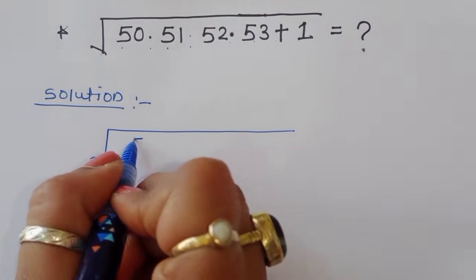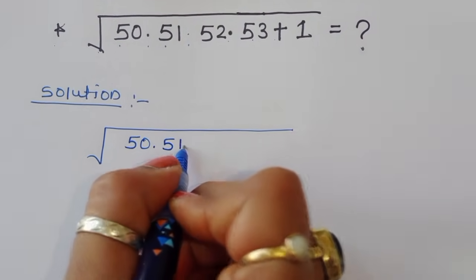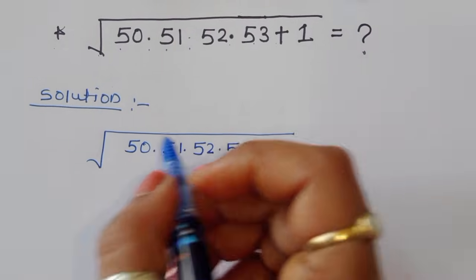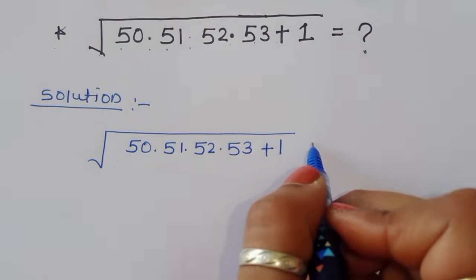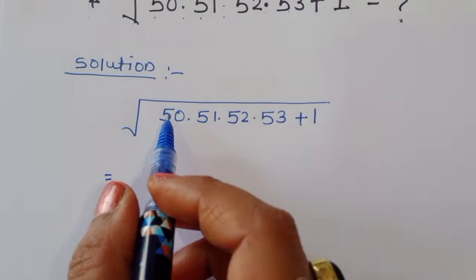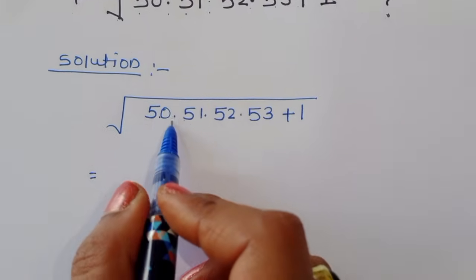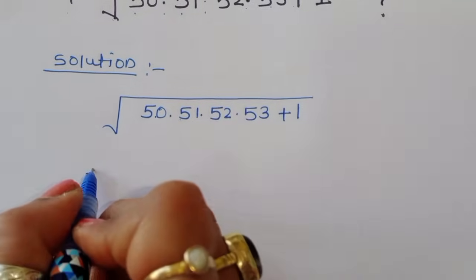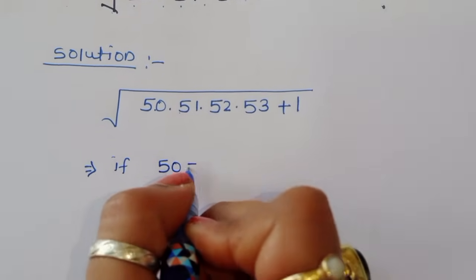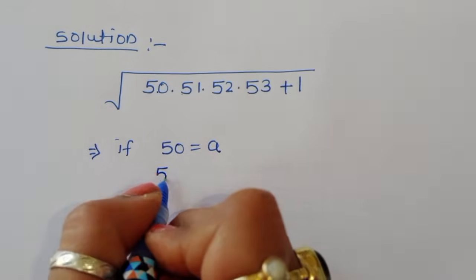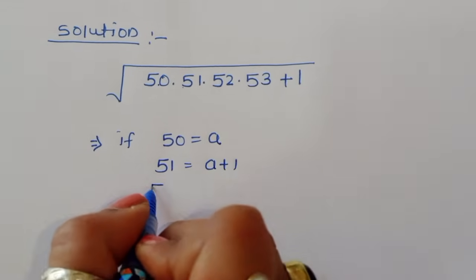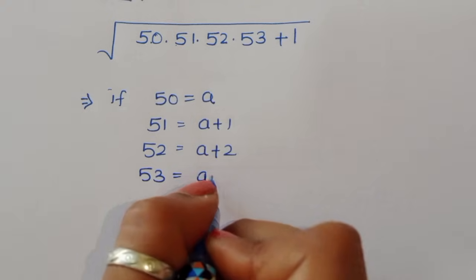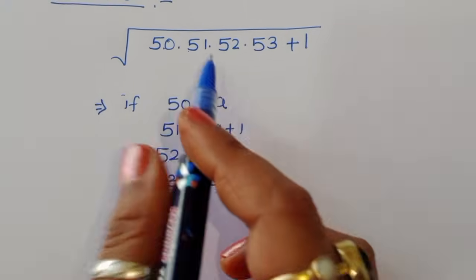Square root of 50 times 51 times 52 times 53 plus 1. These numbers are in increasing order, plus 1, right? Now we can consider one number, say 50, as a. So if 50 is equal to a, then 51 is equal to a plus 1, 52 is equal to a plus 2, and 53 is equal to a plus 3, right? So we can substitute these values here.